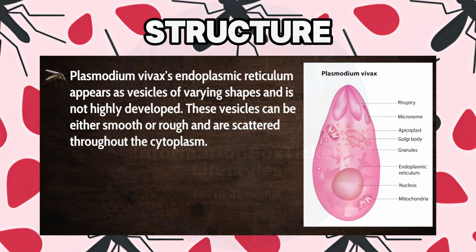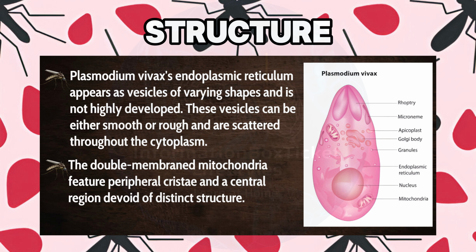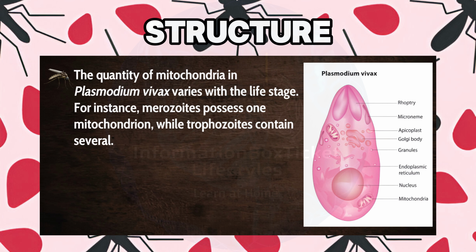Plasmodium vivax's endoplasmic reticulum appears as vesicles of varying shapes and is not highly developed. These vesicles can be either smooth or rough and are scattered throughout the cytoplasm. The double-membraned mitochondria feature peripheral cristae and a central region devoid of distinct structure. The quantity of mitochondria in Plasmodium vivax varies with the life stage. For instance, merozoites possess one mitochondrion, while trophozoites contain several.